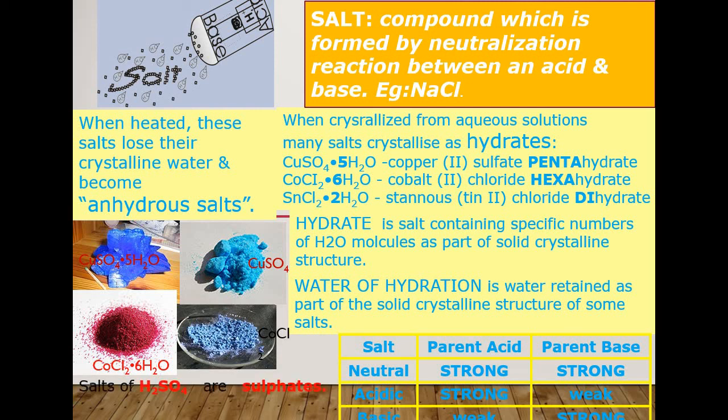Salts of H2SO4 are known as sulfates. Salts of HCl or hydrochloric acid are known as chlorides because the parent acid is a strong acid and base is a weak base. Salts of HNO3 are known as nitrates.